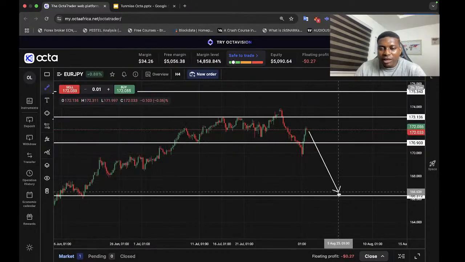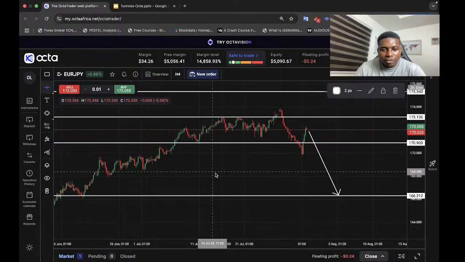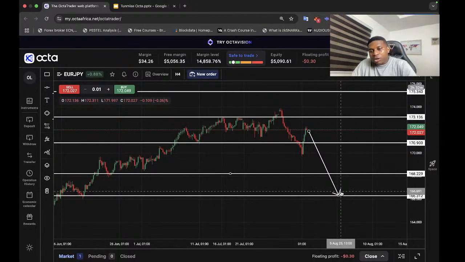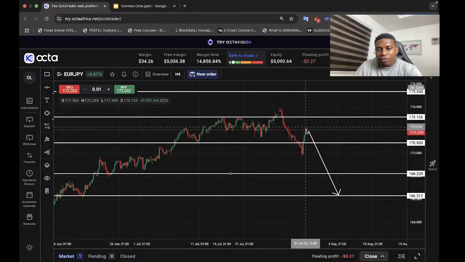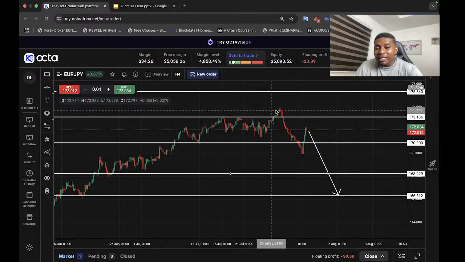It's looking like price will take a U-turn and either get a take profit level here, first take profit level, and then this will now be the second take profit level. So if we enter the market at this level, our take profit level would be this level, which is 168.2 or 166.3.